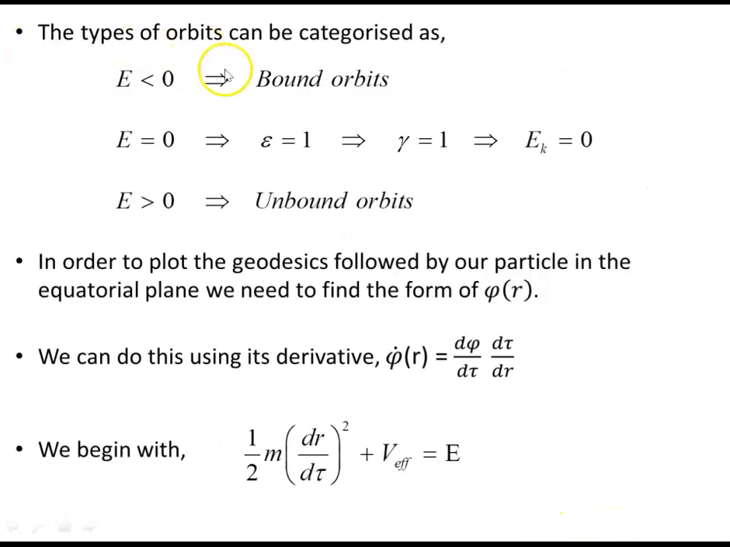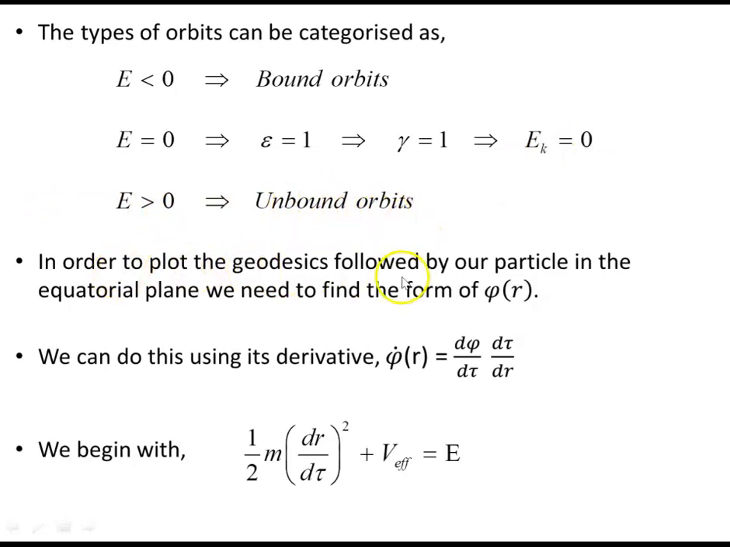All right, the types of orbits can be categorized as E is less than zero, bound orbits. E equals zero, just that point between bound and unbound. Epsilon is 1, in that case, to give us E is 0. So that implies that gamma must be 1, which means that the observer is at rest with respect to the object, so the kinetic energy is 0 at that point. E greater than 0, we have unbound orbits.